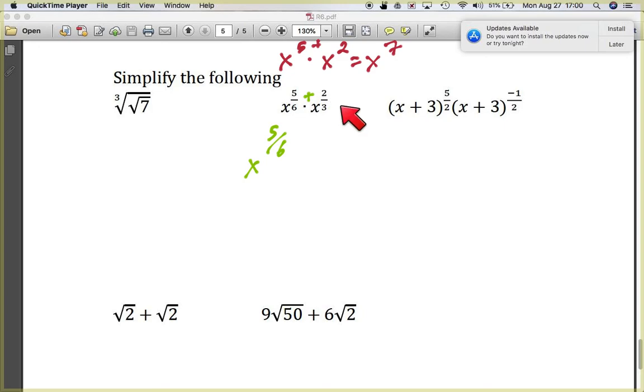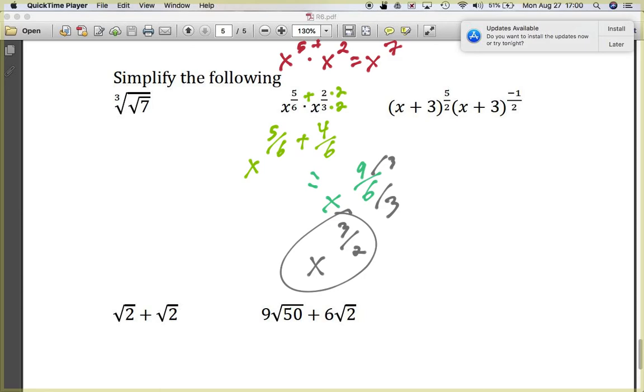So the common denominator for 2/3 and 5/6 would be just to make this one become 6, which means I multiply the top and bottom by 2. So I end up with 5/6 plus 4/6, which then becomes x to the 9/6. Once again, if you can simplify that power, you should. So this becomes x to the 3/2, dividing by 3 on top and bottom.